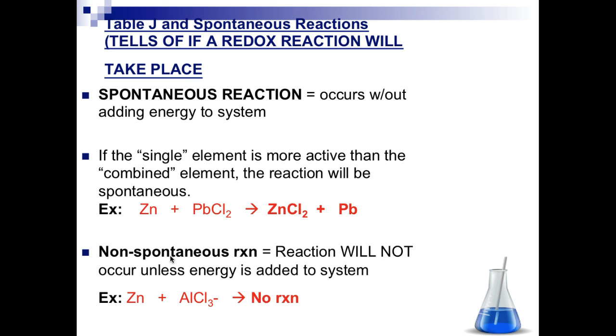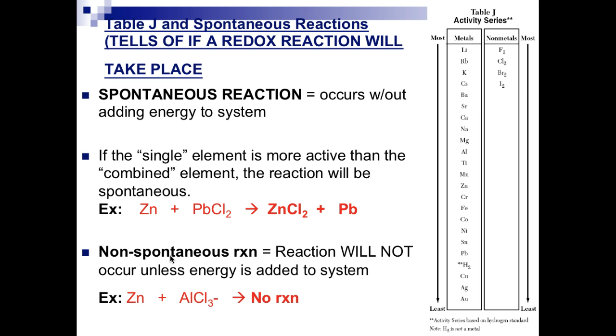All right, so let's look at whether these reactions are going to happen spontaneously. If they're spontaneous, then they're going to occur without adding energy to the system. And how do we know if they occur spontaneously? We use table J in your reference packet. Remember, if the single element is more active than the combined element, then the reaction will be spontaneous. So in this case, zinc is more reactive than lead, so that reaction will take place.